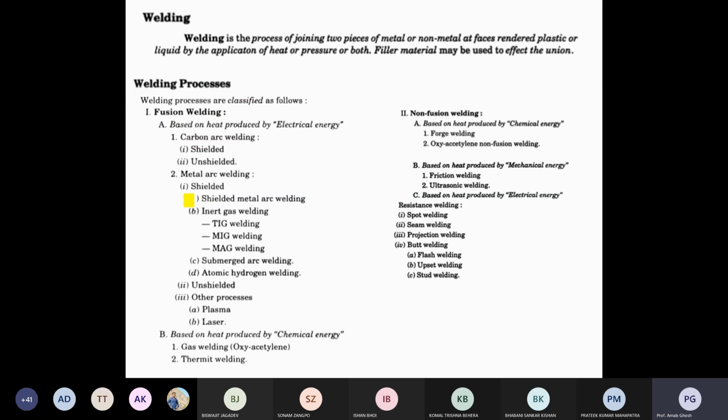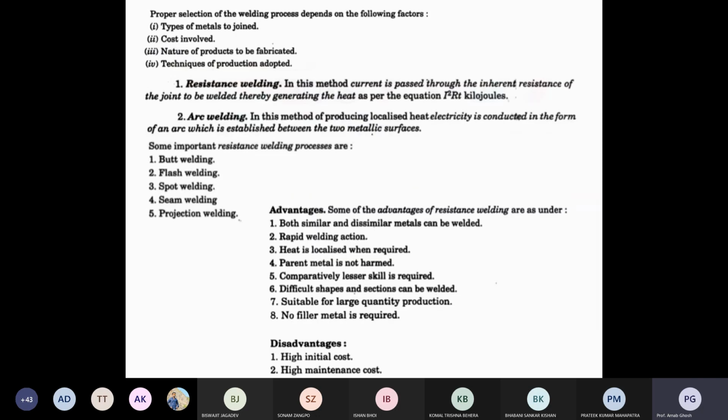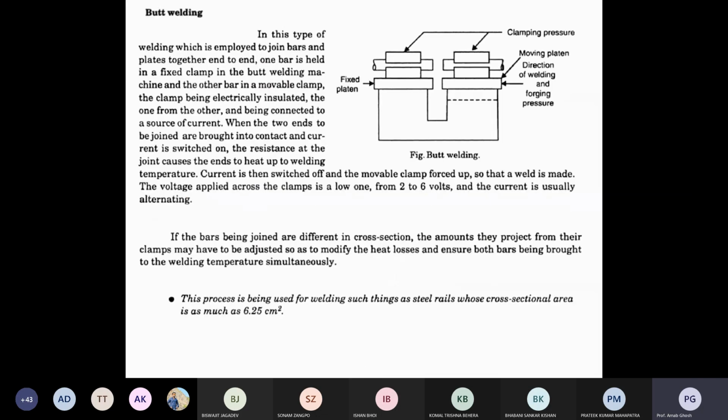Then I discussed the definition of welding and the different processes of electrical welding. Then I discussed different methodology. I started with resistance welding, which is resistance heating. The heat will be developed by generating I squared R t, and then we use that heat for the welding purpose. Then I discussed the different advantages and disadvantages of resistance welding methodology.